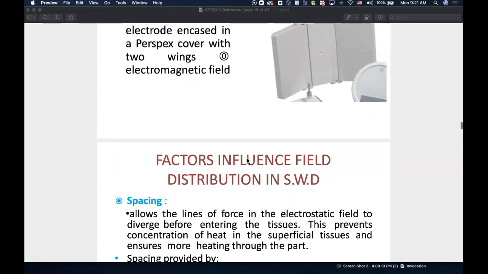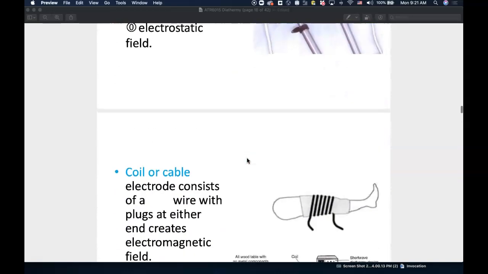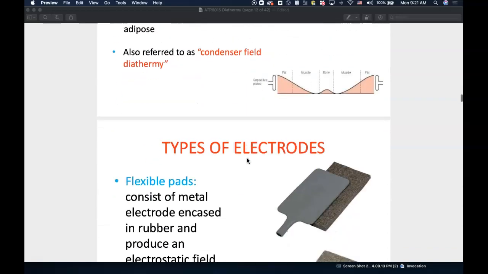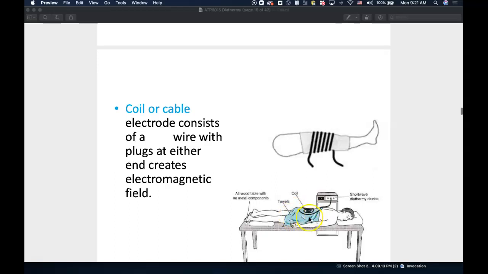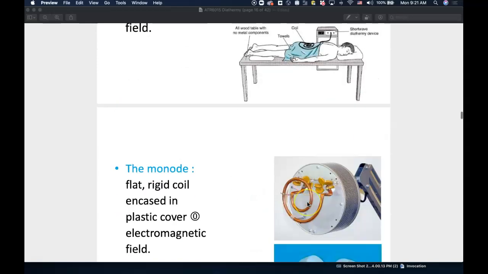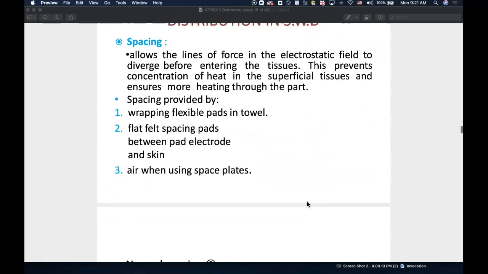Does that make sense? So if we go back up to this scenario, where are we? Sorry, guys, for the scroll. This scenario here where we see towels, we could put multiple layers of towels to create the spacing for the coil that's laying on the towel. That's one way to create spacing. Does that make sense? Wanted to give you a visual.